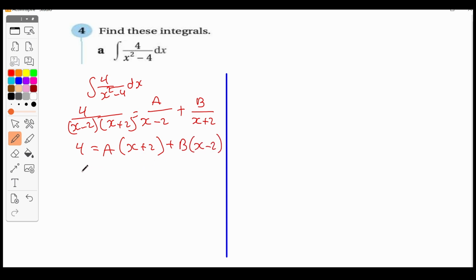Putting x is 2, just to make this one 0. So we say 4 equals 2 plus 2, 4, a. This quantity will be 0. So the value of a is equal to 1.